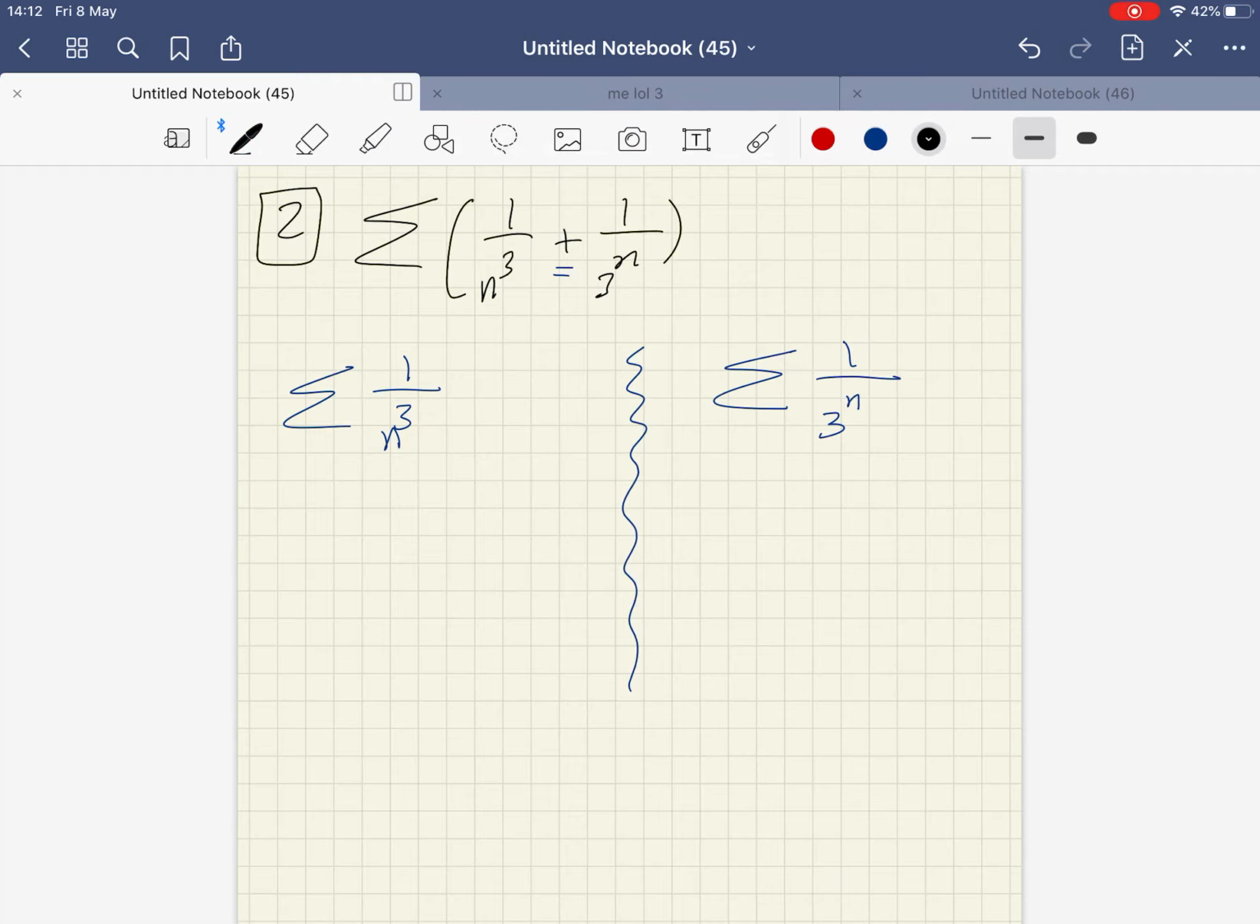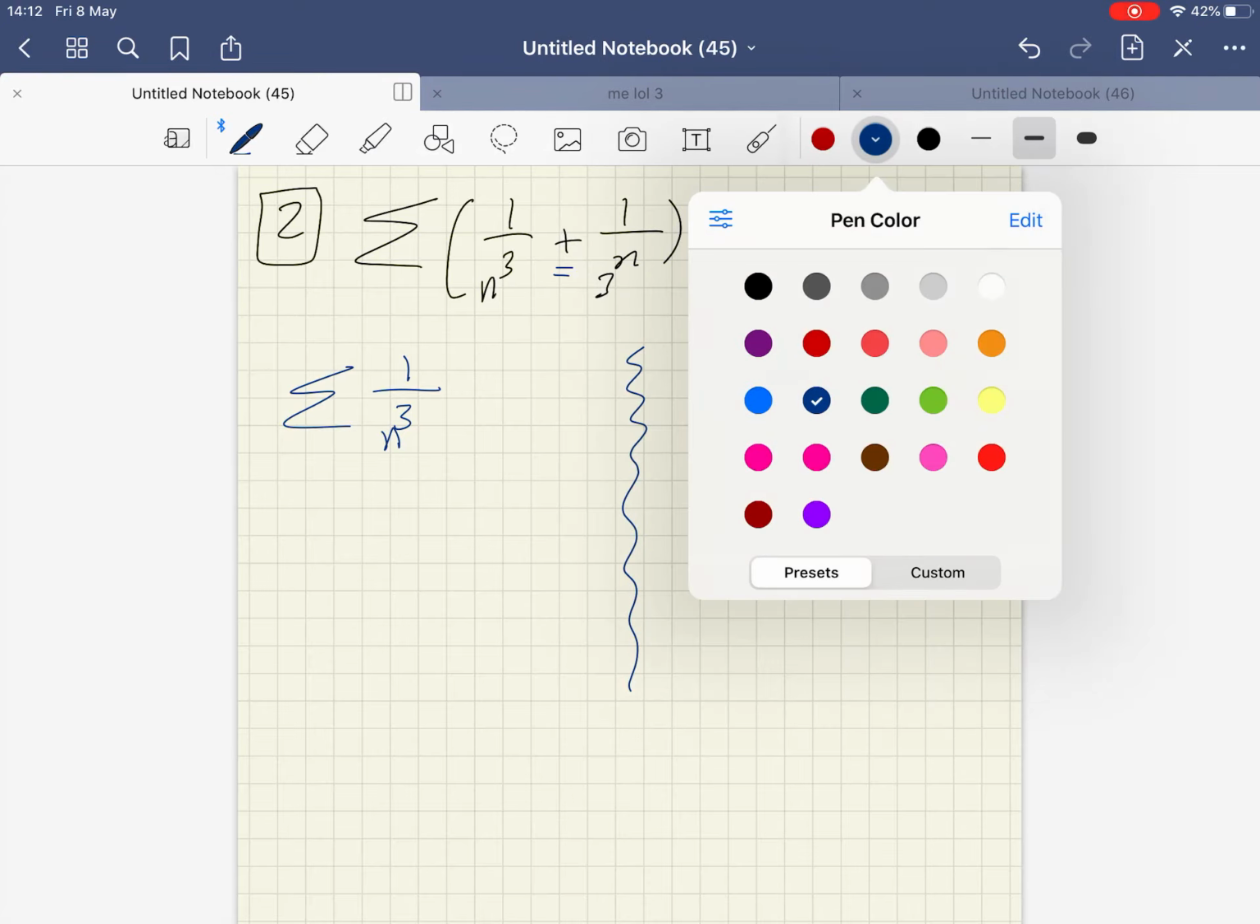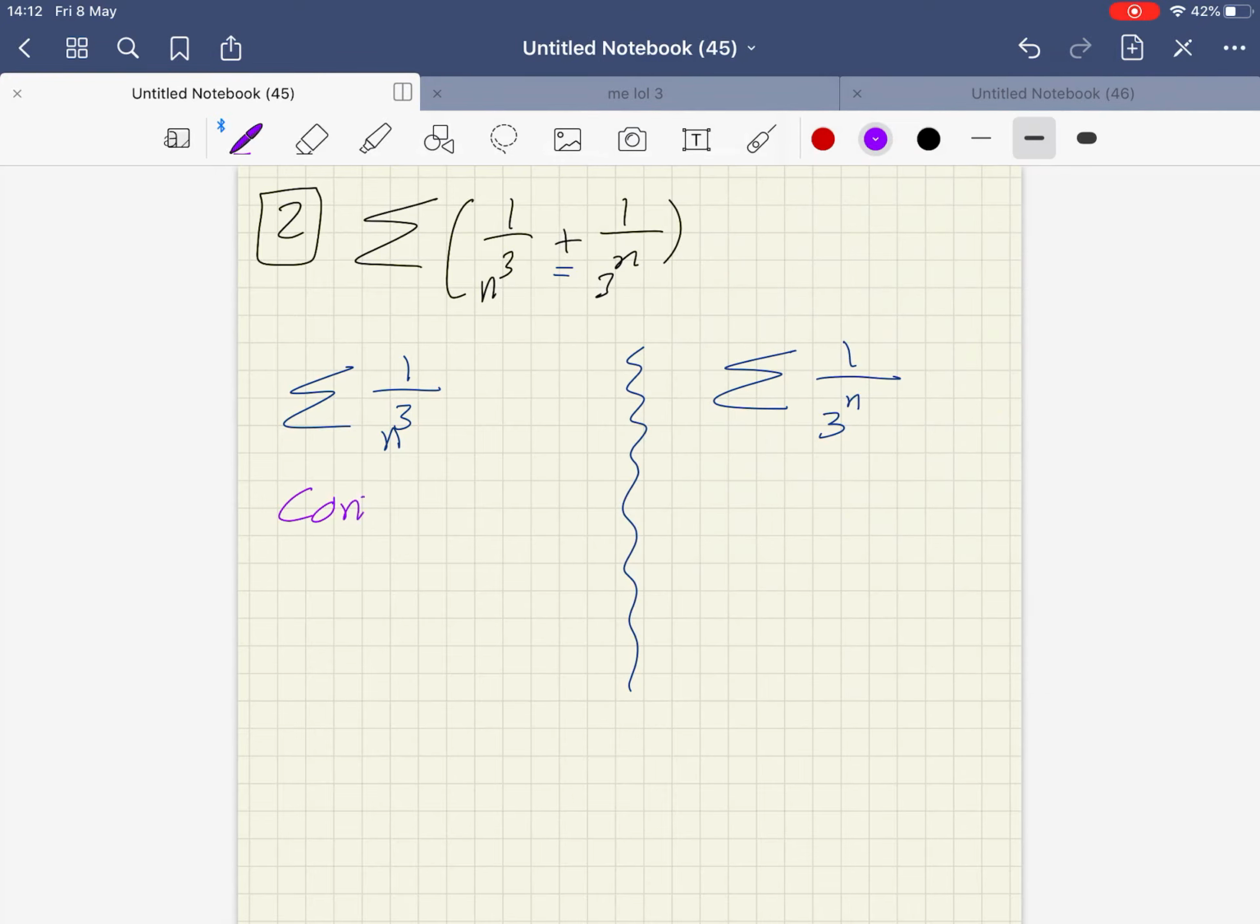Now, if you look at the first one, I can say something directly. This converges. Do you know the reason? Do you know the test? This is a very famous one, very important one, and we all know it. It's the p-test, yes, with p equal 3 greater than 1. We finish the first part.